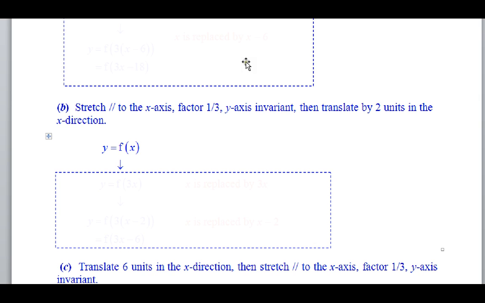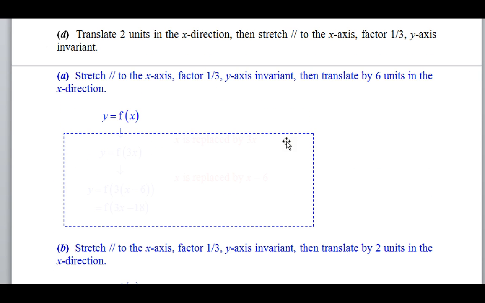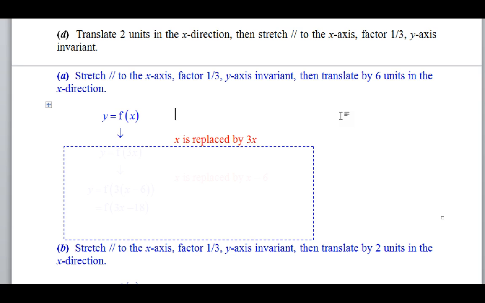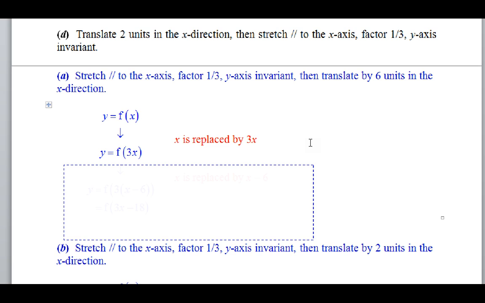Okay, let me go through now, very quickly. Let's say we talk about A. A says that we stretch parallel to the x-axis, factor 1/3. Now, what do we do there? Remember, when we stretch parallel to the x-axis, we are replacing x with 3x. Am I right? We will do this first, replace x with 3x. No problem. What do we get? We get this. Fine. But not this one we want. We want f(3x minus 6).